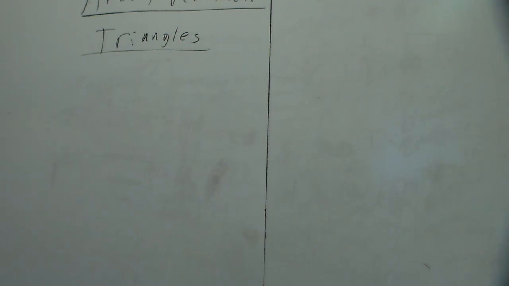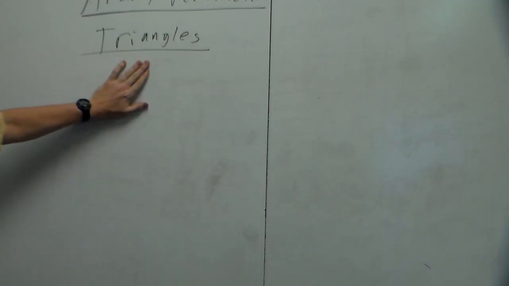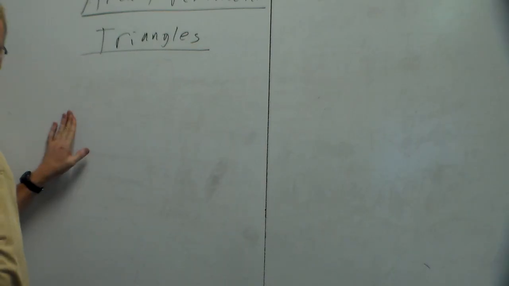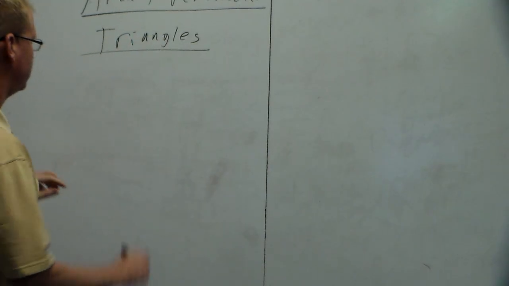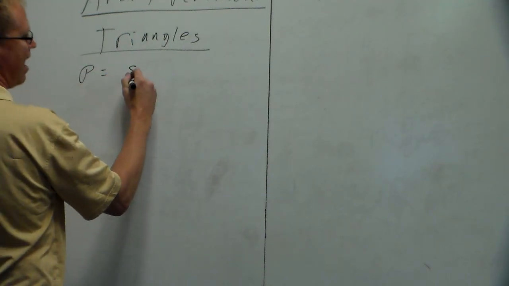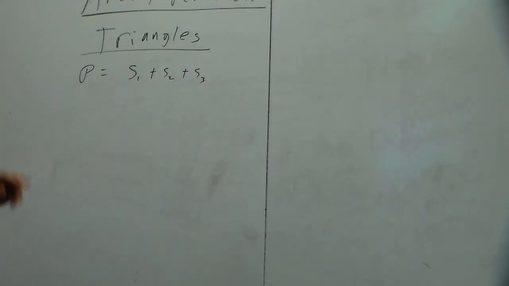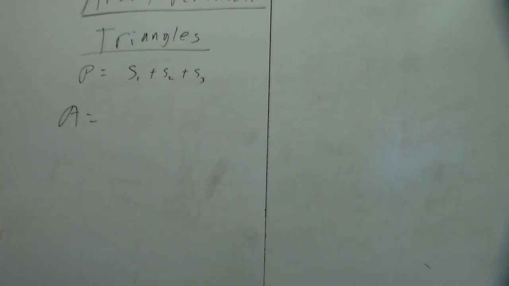Alright, now we're going to get into something new. We're going to do area and perimeter of triangles. This includes any triangle in the world. There is one formula for triangles. It's not length times width. Perimeter is the same, where you just add up the sides. So the perimeter is side 1 plus side 2 plus side 3. We know that's perimeter. Area. There is a formula for every triangle in the world, it doesn't matter the shape.